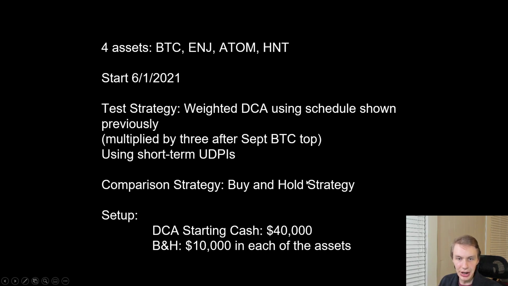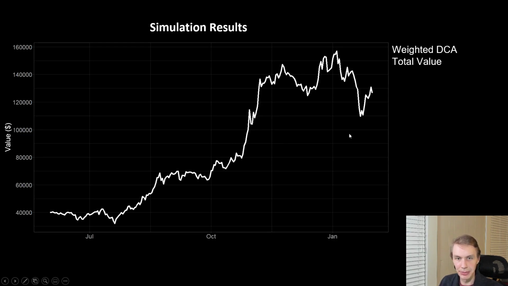So the comparison strategy, again, is just buy and hold. So the setup, again, is $40,000 in cash to the DCA person, nothing's invested yet. And then the buy and hold person has $10,000 in each of the four. So same value to start off with, $40,000. This person's already positioned, this person isn't. Let's see how they compare to each other.